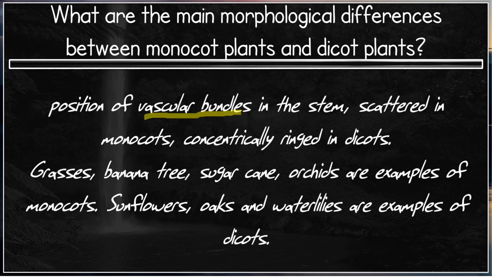Position of the vascular bundle in the stem, scattered in monocot, concentrically ringed in dicots. Grasses, banana tree, sugarcane, orchids are examples of monocots. Sunflower, oak, water lilies are examples of dicots.